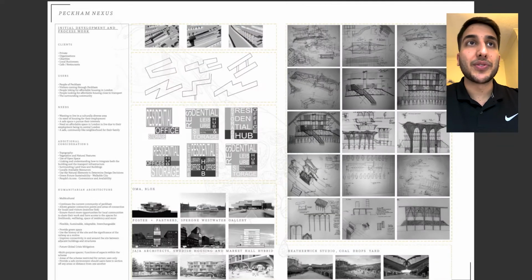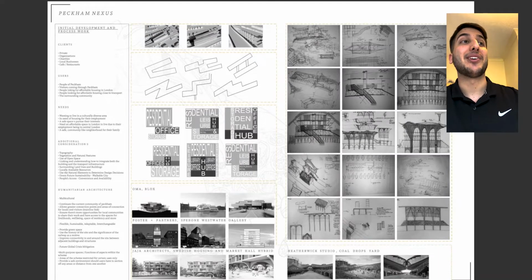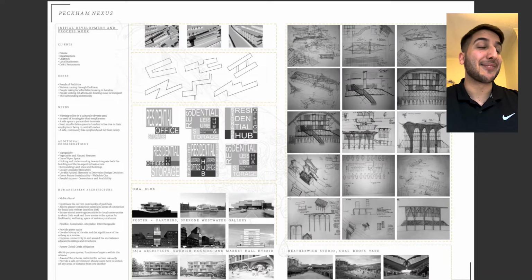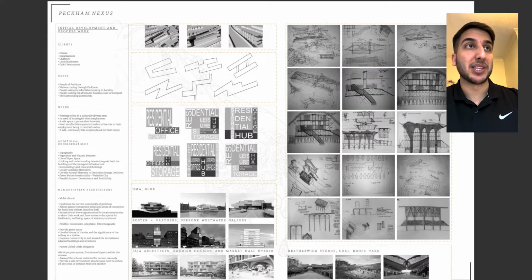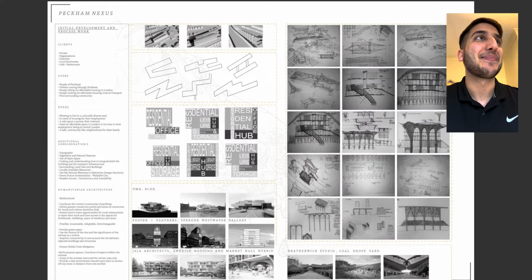And then this is just all of the research, all of the process work that I did, understanding the clients, users, the needs, the additional considerations, humanitarian architecture. And that's just me dabbling into factors such as multicultural, flexible, sustainable, adaptable, interchangeable, future global crisis mitigation, more precedent research at the bottom, diagrams and quick initial visuals and spaces and sketches that I created and designed. And then on the right hand side, we see even more sketches, more illustrations of me in the conceptual phases of the project.